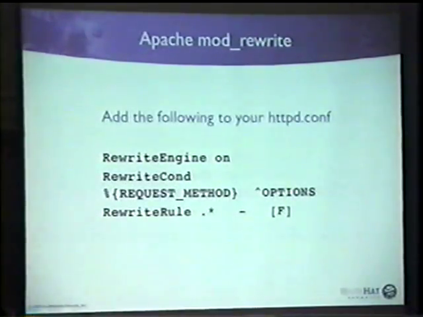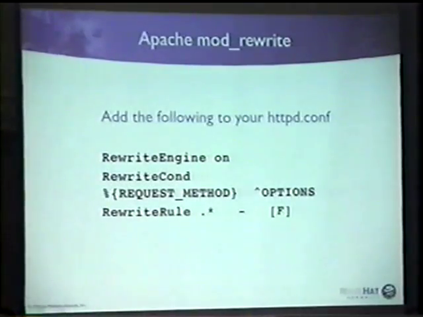On the Apache side of the house, there is the httpd.conf file. Using mod_rewrite, you can set a rule to deny OPTIONS star requests using a rewrite rule.